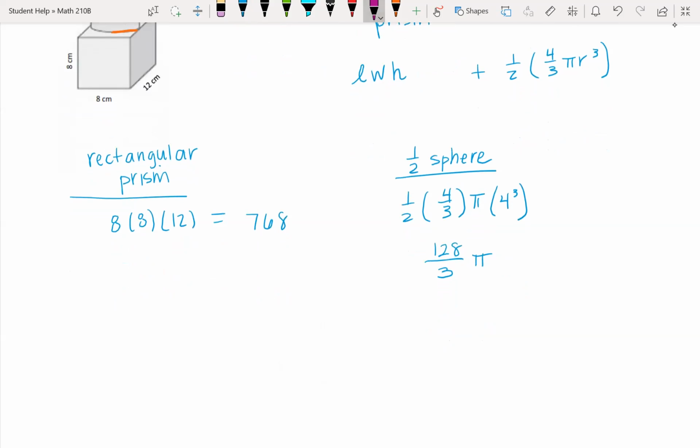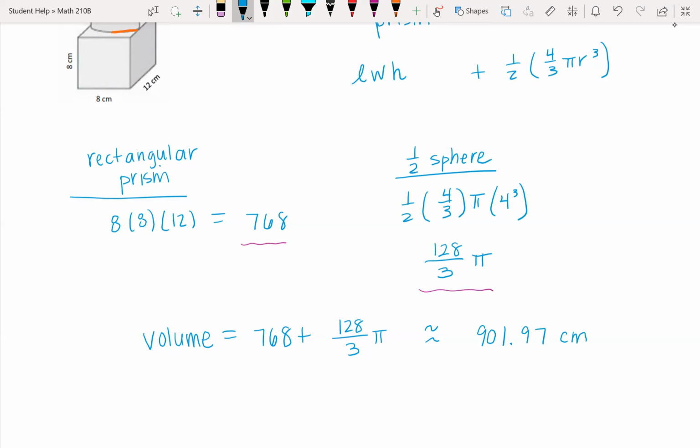So putting these two together, I have that the total volume is 768 plus 128 over 3 times pi, which is going to be approximately, I'm going to put 3.14 in for pi, 768 plus... I'm getting approximately 901.97, and this is centimeters cubed.